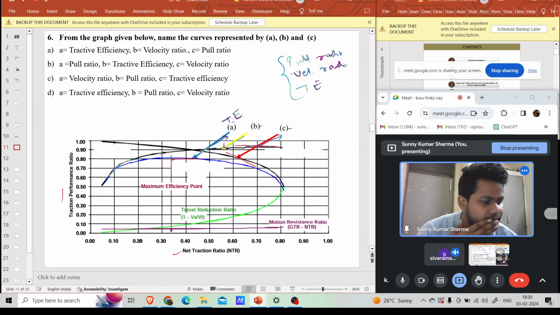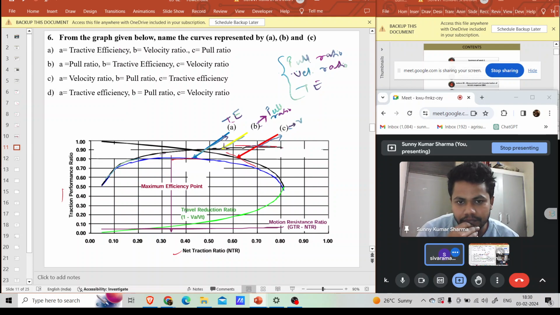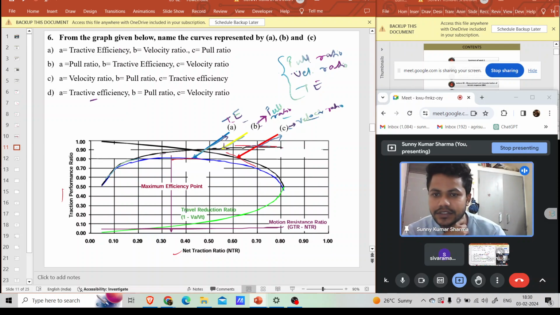B will be the pull ratio, sir. Okay. And C is the velocity ratio, sir. Option D: tractive efficiency, pull ratio, and velocity ratio. Yes, so D is the correct answer.